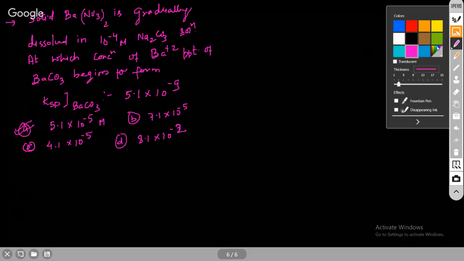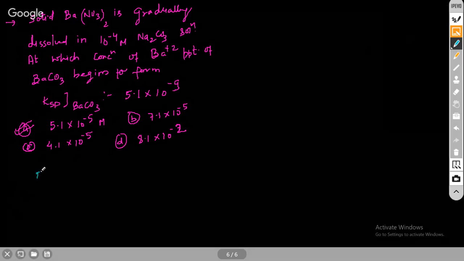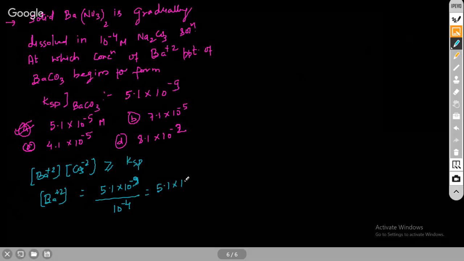What is the condition for precipitation? The product of the concentrations of Ba2+ and CO3 2 minus should be greater than or equal to its Ksp value. Then only the precipitation takes place. Right? So the Ba2+ concentration we have to find out. That will be Ksp, 5.1 into 10 to the power minus 9, divided by 10 to the power minus 4. So it will be 5.1 into 10 to the power minus 5. Option A is correct. Right? This is the condition.